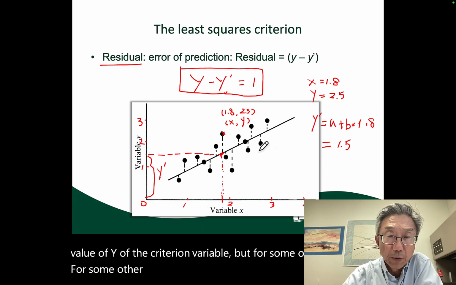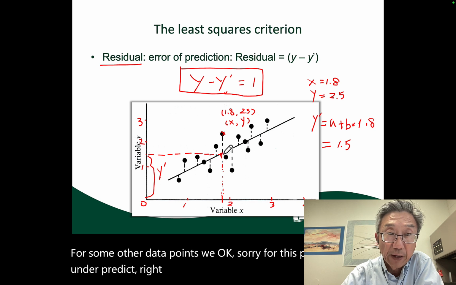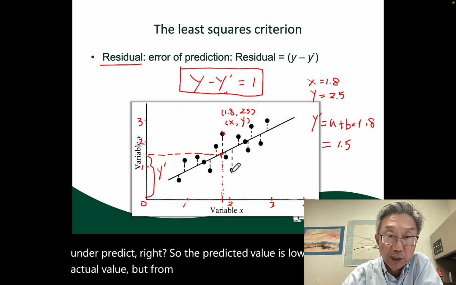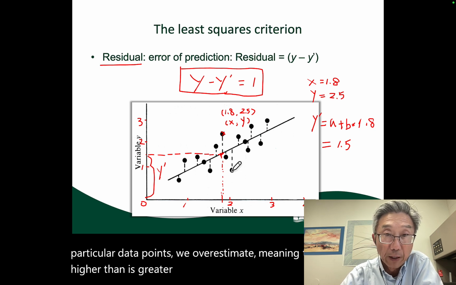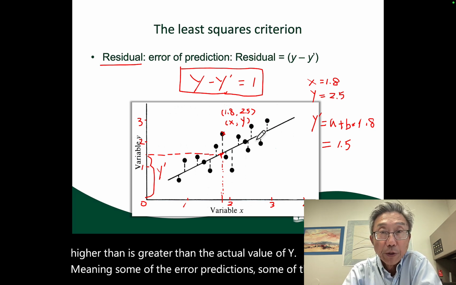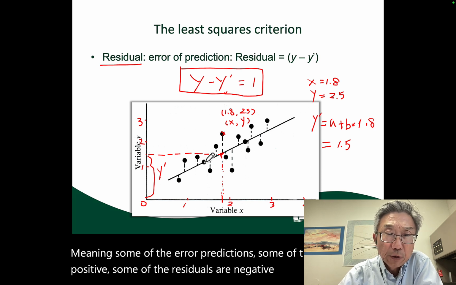But for some other data points, for this particular case, it's an over prediction, meaning the prediction is greater than the actual value of y. So some of the prediction errors, some of the residuals, are positive, and some of the residuals are negative. And it's very easy to visualize.